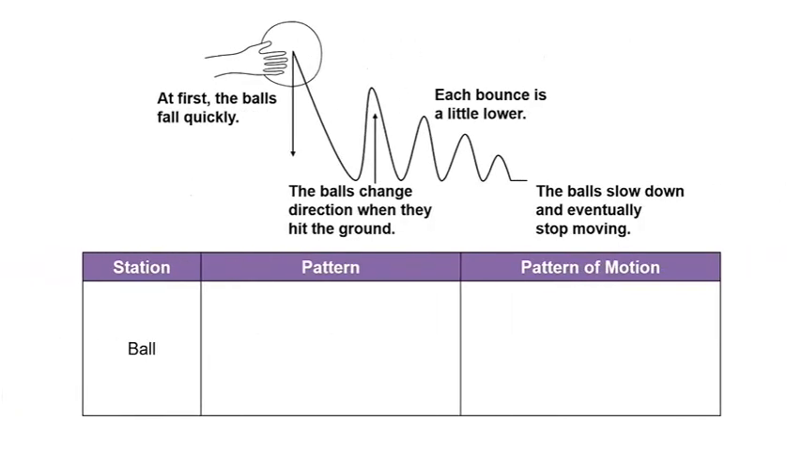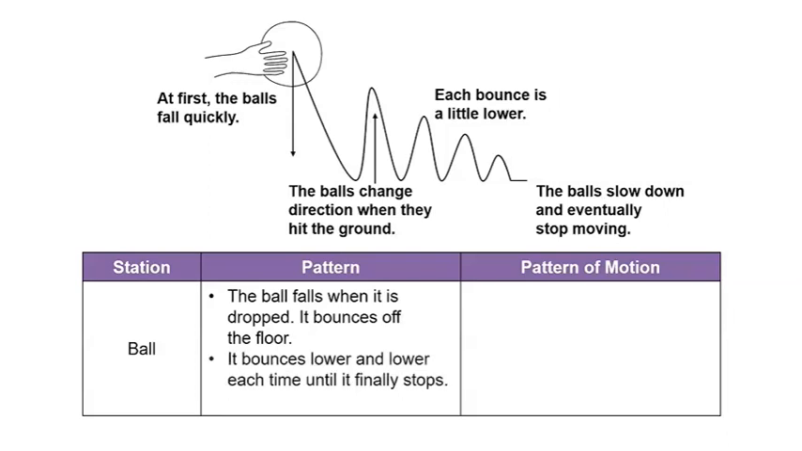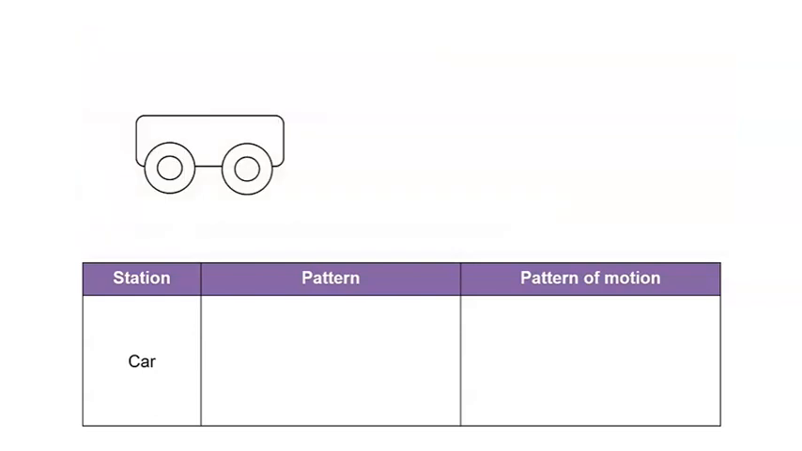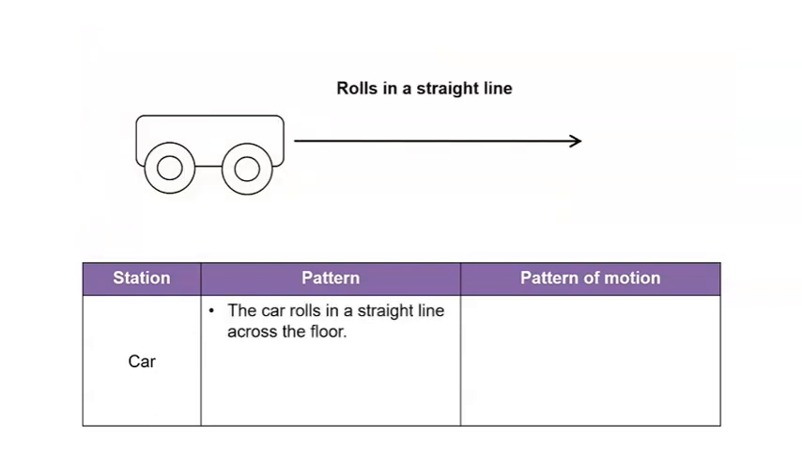Think about the patterns of motion that we saw for the ball. What can we write? We can write that the ball falls when it is dropped. It bounces off the floor, then it bounces lower and lower each time until it finally stops. So, can you think of a name for this pattern of motion? Let's call this motion bouncing. What patterns do you remember from the car station? I remembered that the car rolls in a straight line across the floor. I also remembered that it starts fast, then it slows down and stops. We can use the word rolling to describe the pattern of motion.